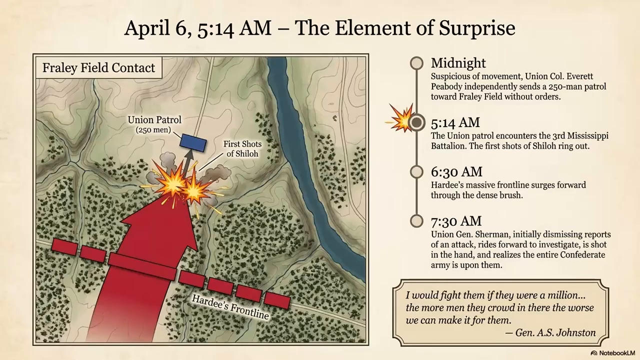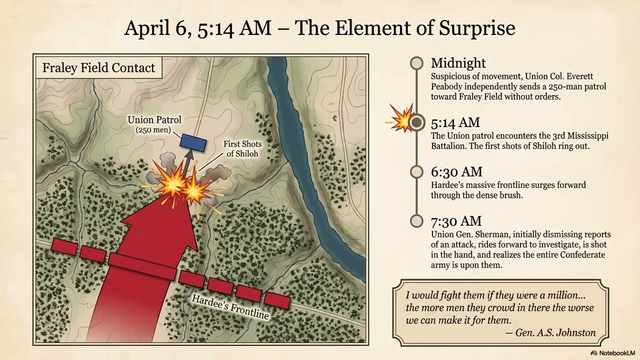The silence is broken on April 6, marked by the element of surprise. At midnight, a suspicious Union colonel, Everett Peabody, independently dispatches a 250-man patrol toward Fraley Field without orders. By 5:14 a.m., this lone patrol collides with the 3rd Mississippi Battalion, and the first historic shots of Shiloh ring out. The situation escalates rapidly.